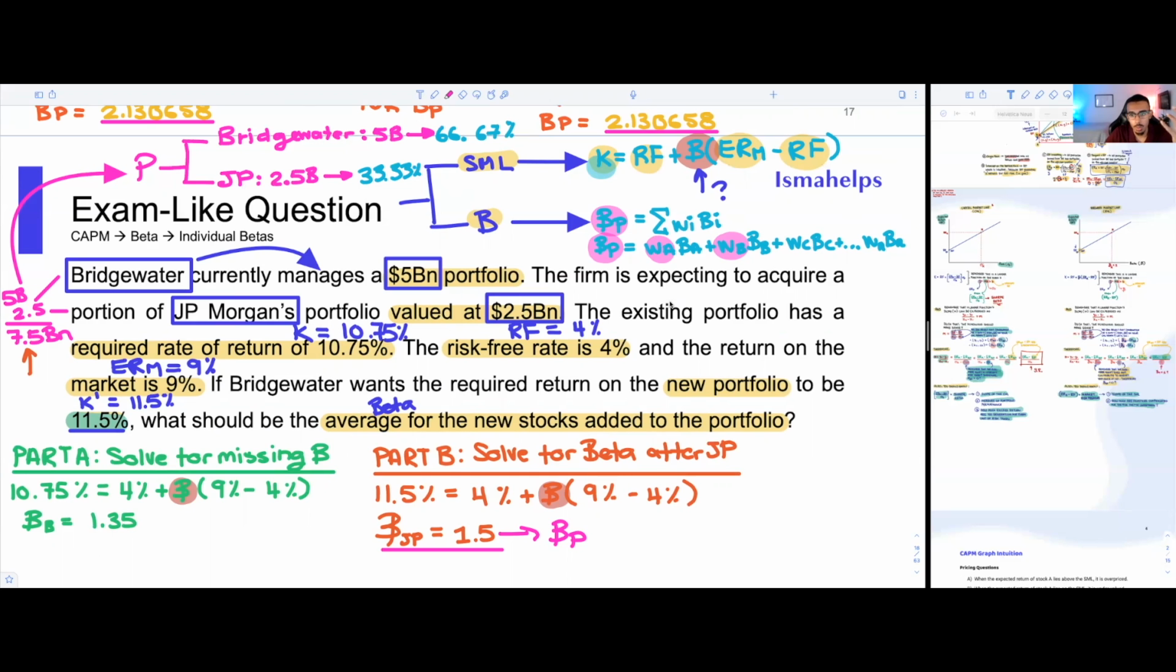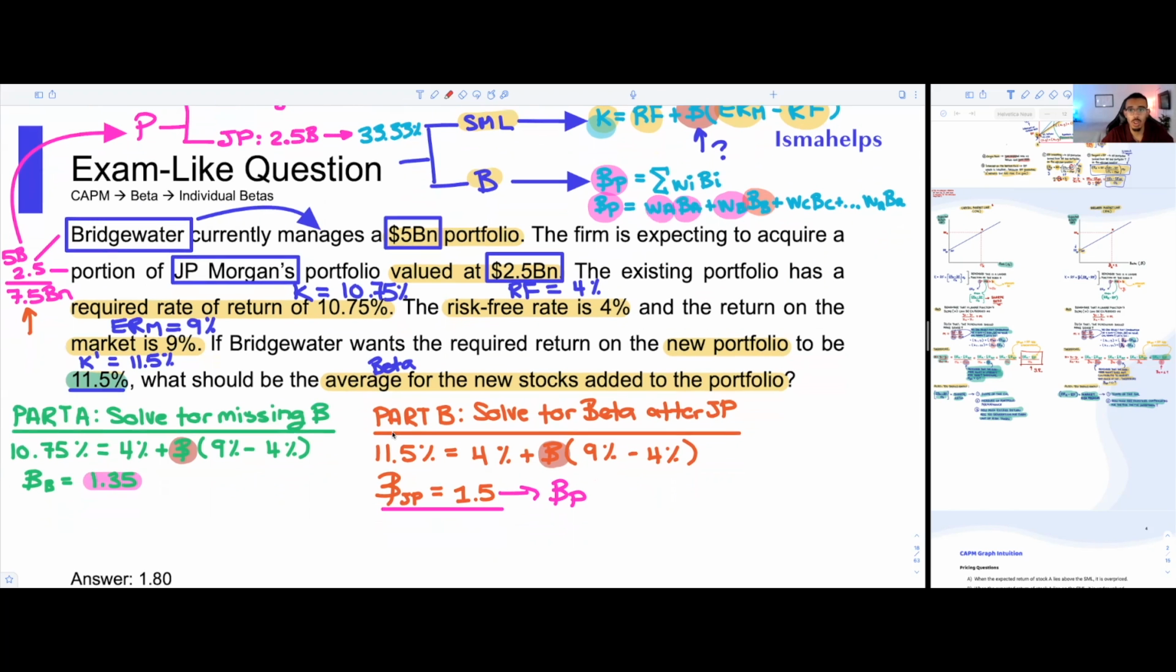be 33.33%. And once again, what's awesome is that we know the beta of Bridgewater. We have it right here, it's 1.35. So that's amazing news. However, we don't know the individual beta, put it in red, of JPMorgan. So now we can figure out what has to be the average beta for the new stocks incorporated by JPMorgan by just solving for this missing variable, okay? It's a lot of talking, but it definitely helps.